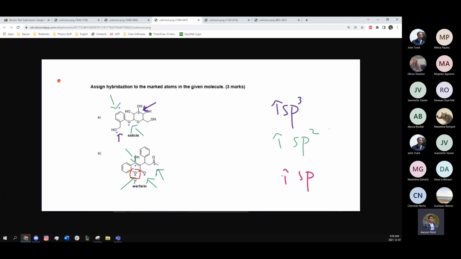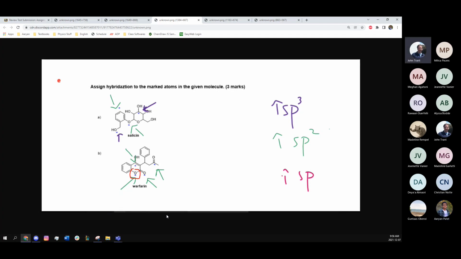I wrote its hybridization could be sp, while the answer key says sp2. It can't be sp2... or rather, it can't be sp. Right. So if you're sp, what is the geometry between the two sigma bonds? It's going to be linear. Right. So the angle is 180 degrees. You can't make a 6-membered ring with a linear atom in it.